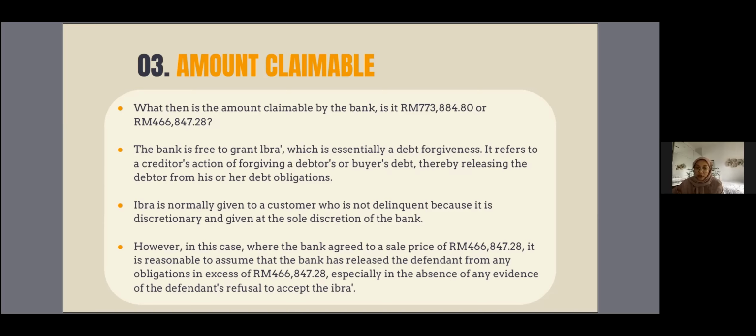IBRA is normally given to a customer who is not delinquent because it is discretionary and given at the sole discretion of the bank. However, in this case, where the bank agreed to a sale price of 466,847 ringgit, it is reasonable to assume that the bank has released the defendant from any obligations in excess of the amount, especially in the absence of any evidence of the defendant's refusal to accept the IBRA.